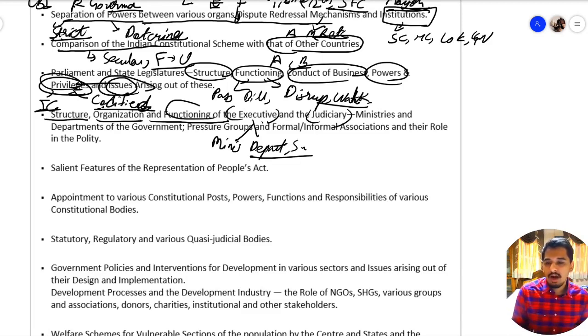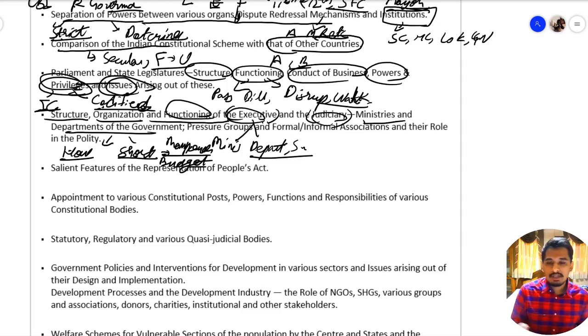And similarly, how do they function? The executive and judiciary, how do they function? Then we have ministries and departments of government. In this, you should know how the ministries and departments function and what are their shortcomings. One of the shortcomings is that they have manpower issues. Then another shortcoming is that they have budget issues. They have budget constraints like this.